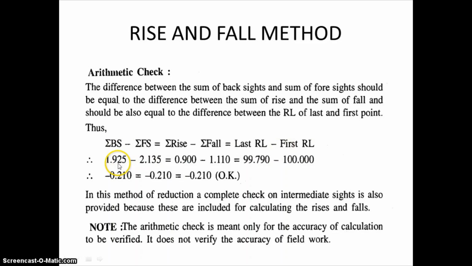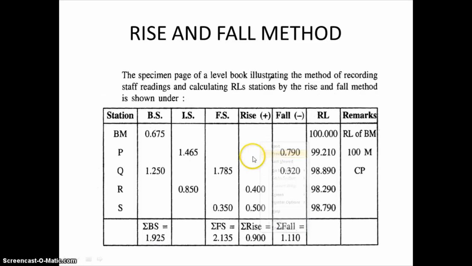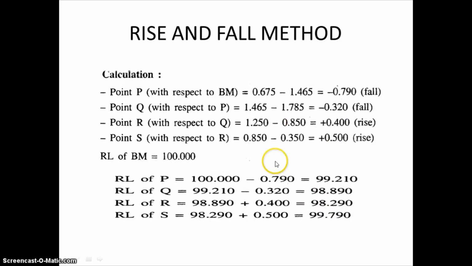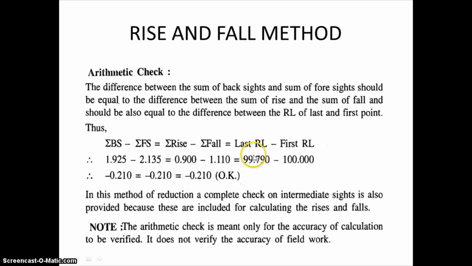So you have to put your summation BS value 1.925 from the table, this value also from the table, this value also from the table, this value is also from the table. Last RL, we already saw what the last RL is in this case. This will be your last RL 98.790, and this will be your first RL 100. So it is 98, not 99 here, 98.790. This is one mistake. 98.790 minus 100, and once you do this, you will get minus 0.210 is equal to minus 0.210. You can see that in all three we are getting equal readings.